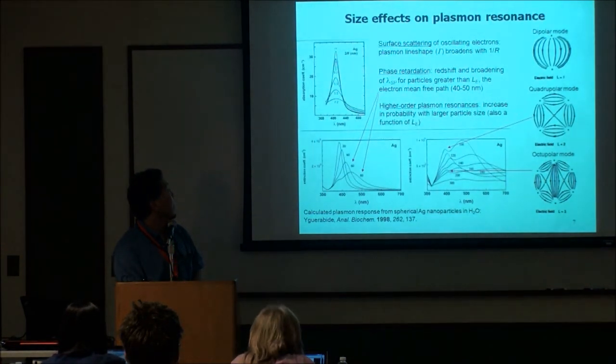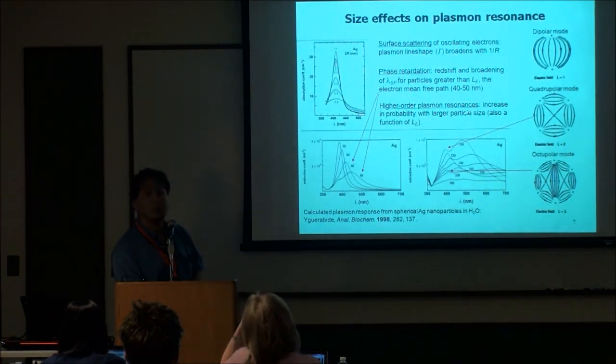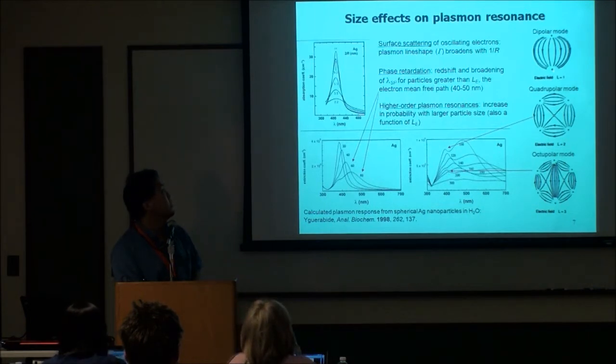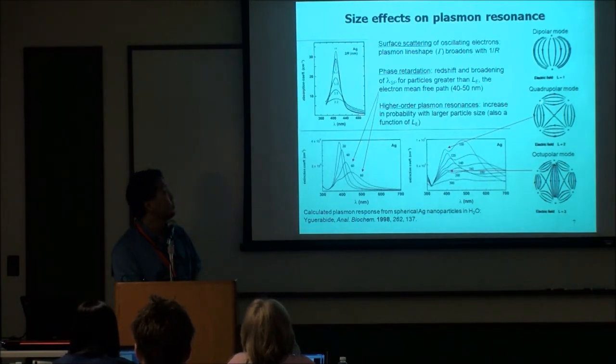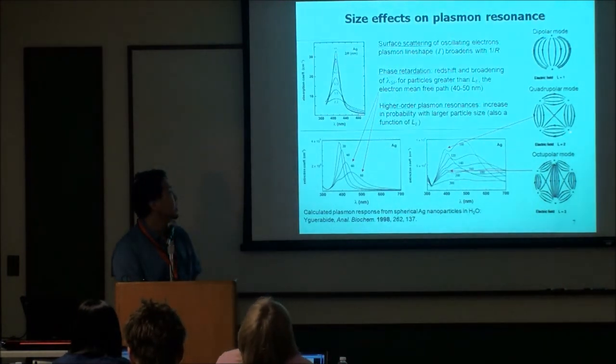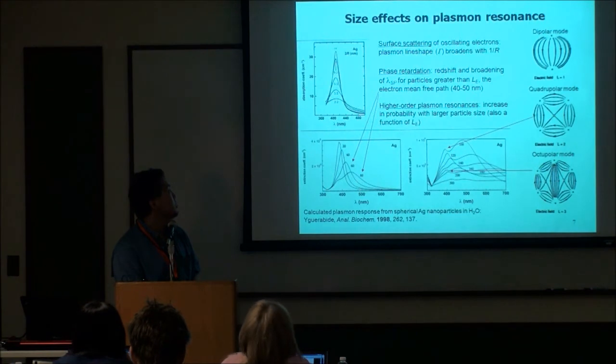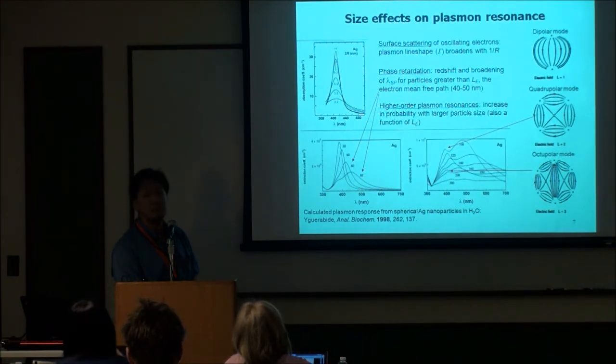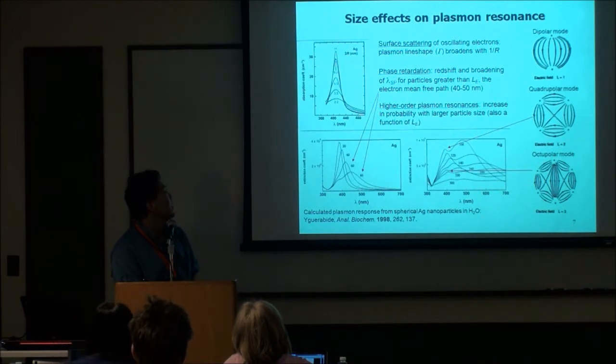Now the other factor is known as a higher order plasmon resonance. So far we've been talking about electrons that just go from pole to pole, north to south. But as you get to larger particles, you can start to take shortcuts, which are more amenable to the mean free path of the electron, and that gives rise to new modes. So here at 100 nanometers, you can see the dipolar band is shifted quite a bit toward longer wavelength, and a new band starts to appear, due to these shorter paths that are available to it.